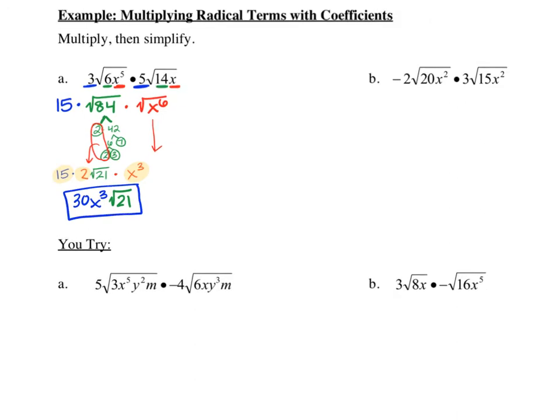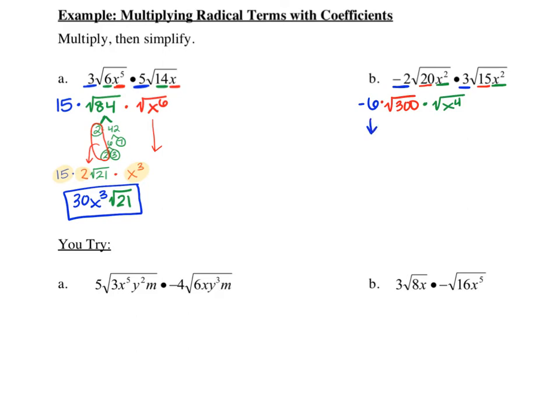For letter B, we're going to multiply the whole numbers in front. So negative 2 times 3 is negative 6. Then I'm going to take the 20 times the 15. So 20 times 15, that's going to be 300. So times the square root of 300. And then you're going to multiply the x squared by the x squared. So remember, you're adding the exponents. That's going to be x to the 4th.